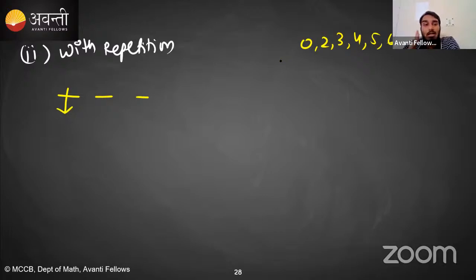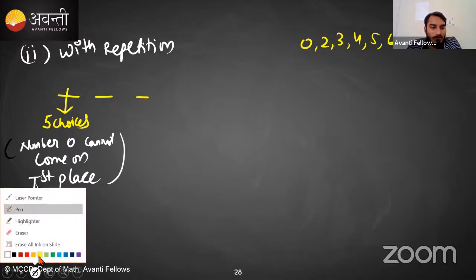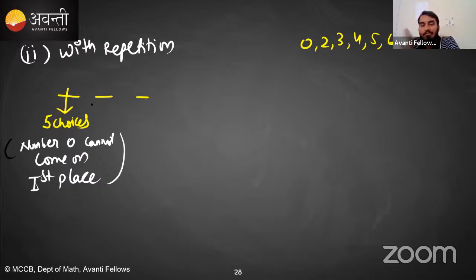Yes or no? 0 cannot come on the first place. So 5 choices. Right? Because 0 cannot come on the first place. Yes or no? Okay. Now tell me, 0 cannot come on the first place. Okay, so we are left with 5 choices.